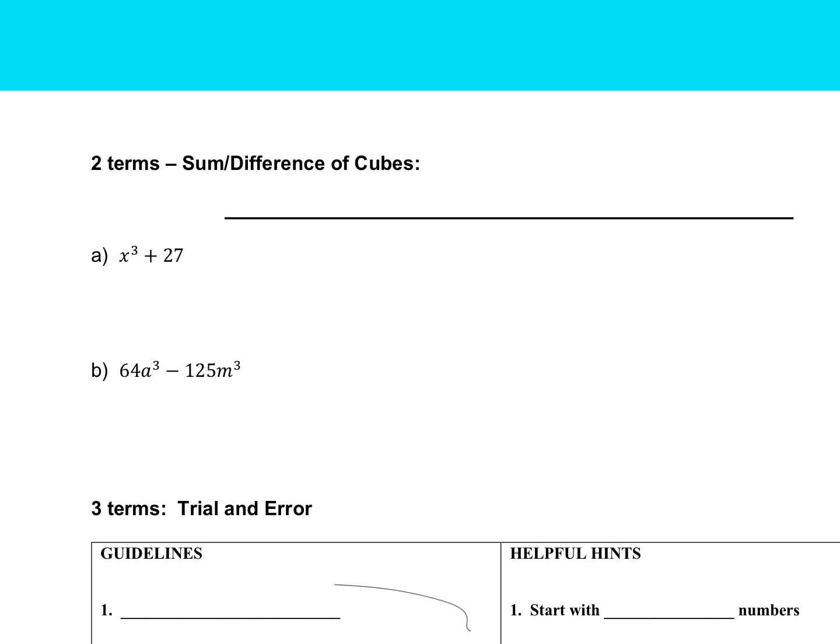Okay, so we're on to the second part, two terms. If you're given two terms, you can have the difference of cubes or the sum of cubes. I'm going to fill in your formula, and I'm going to do it separately. So I'm going to do the sum first.